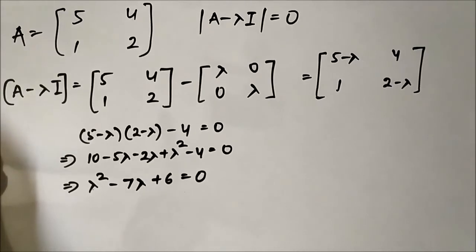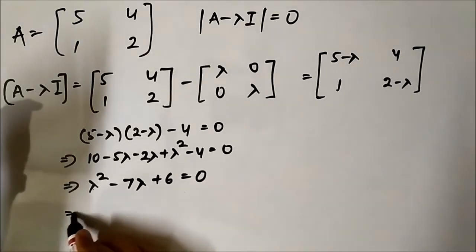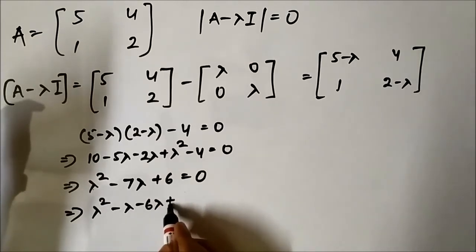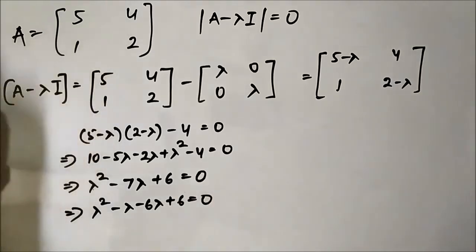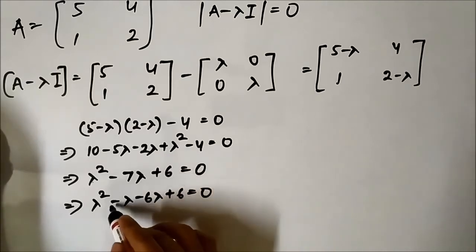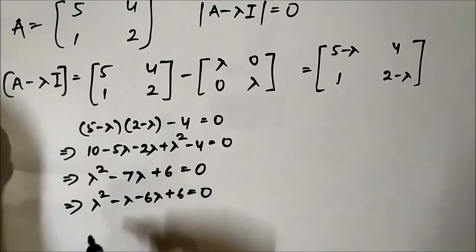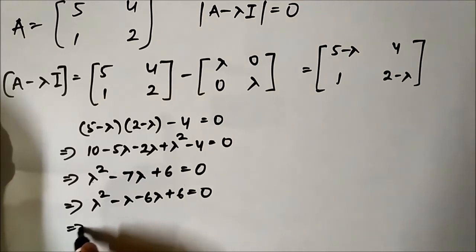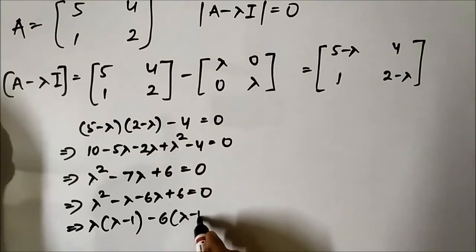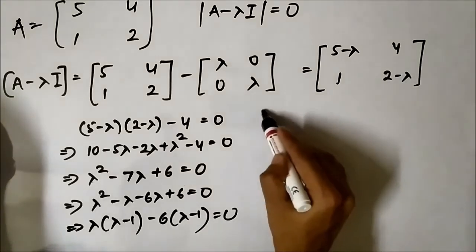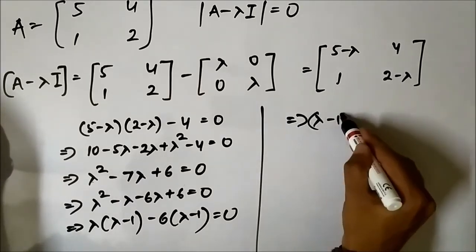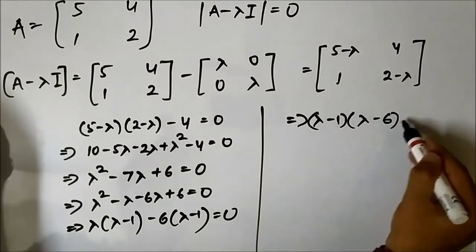So it is a quadratic equation and we have to solve it. So lambda square minus lambda minus 6 lambda plus 6 is equal to 0. We can split it in this way: minus 6 and minus 1, the product is 6, and the sum, minus 1 minus 6, is minus 7. Okay, we have split it correctly. Then lambda into lambda minus 1 minus 6 into lambda minus 1 is equal to 0. That implies lambda minus 1 into lambda minus 6 is equal to 0.